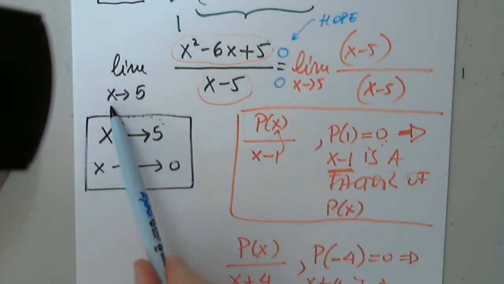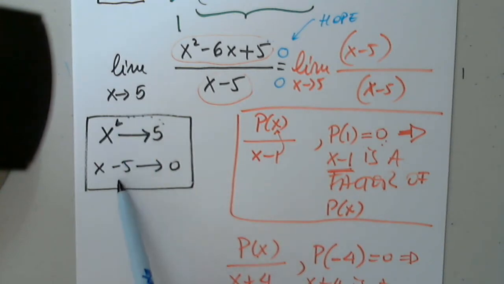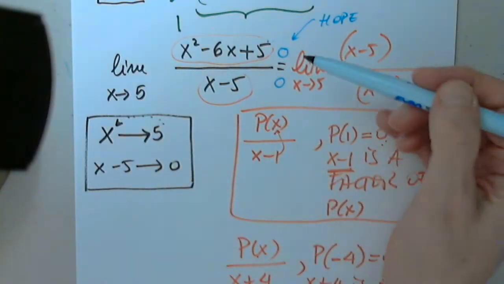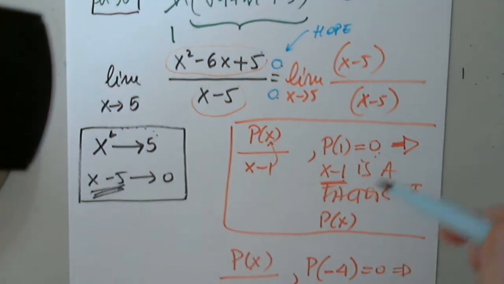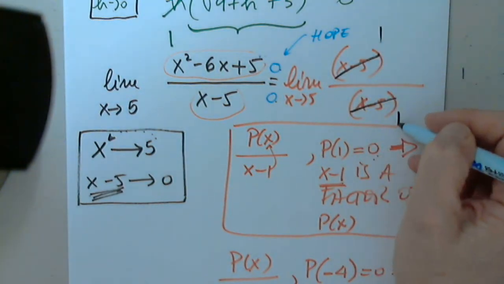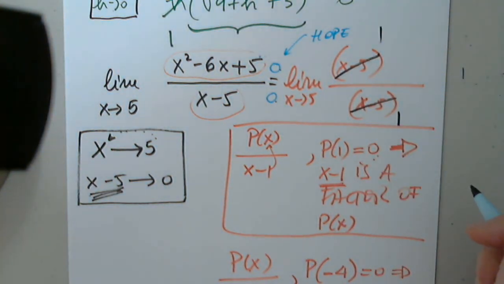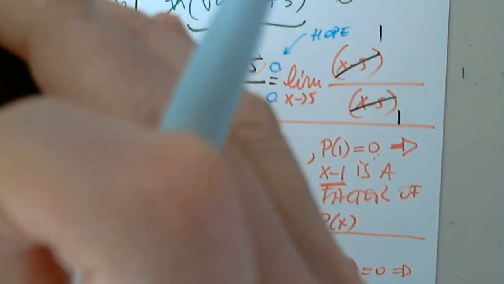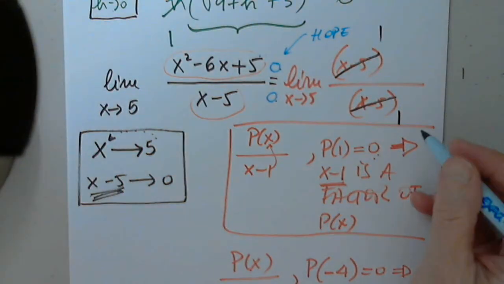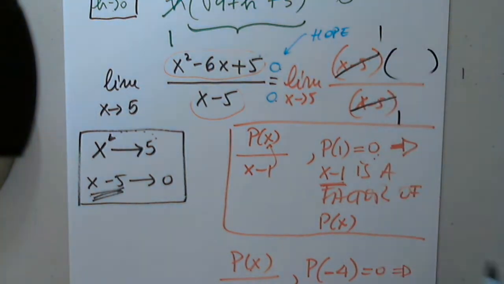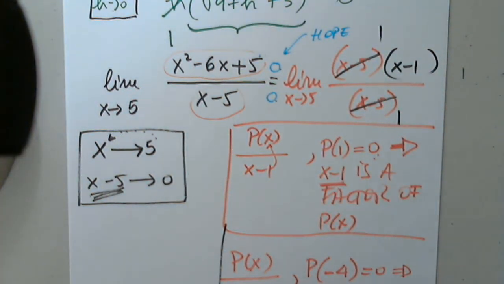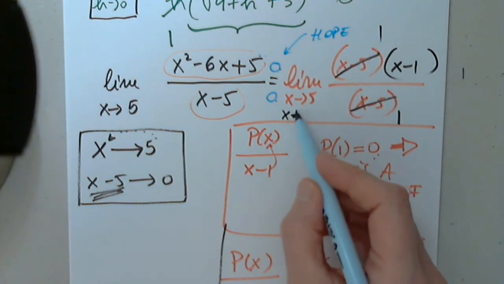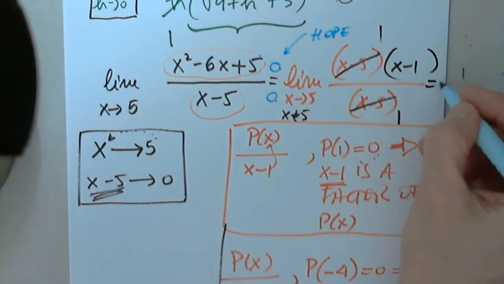So that's the problem. The problem is x minus 5. The culprit that creates 0 over 0 is x minus 5. If I manage somehow to get rid of it, I will find the limit. So what is the other factor I need? X minus 1. X minus 1. I simplify because remember x does not equal 5. I'm allowed to simplify.